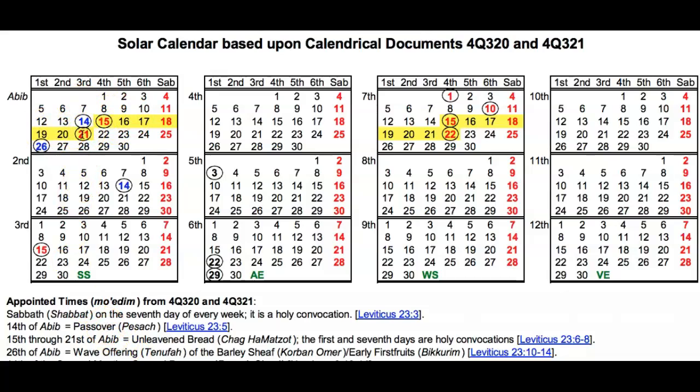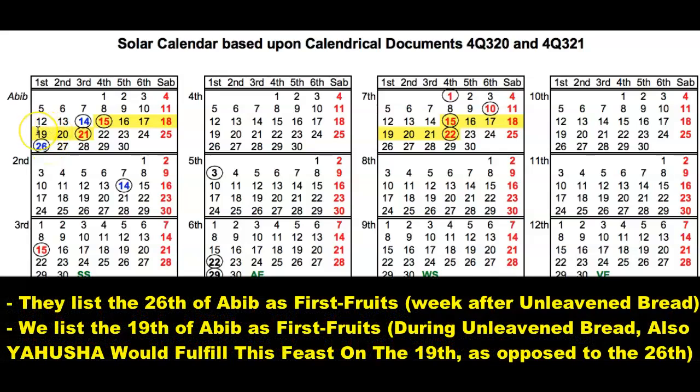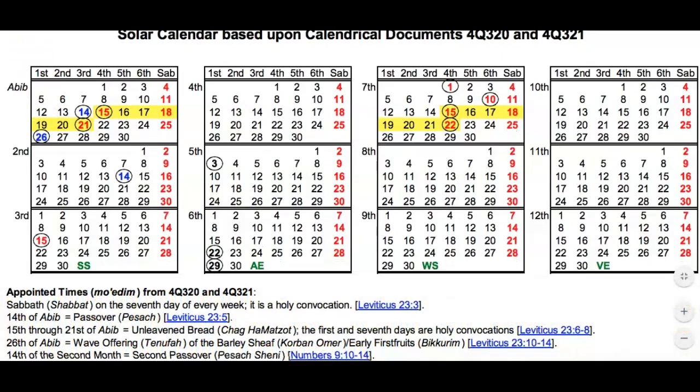Now in this calendar, and again, this is also an agricultural calendar, and the Essenes could have been doing this based on agriculture, but here they have the 26th listed as first fruits, but in our restored calendar we have it as the 19th. The reason we have it as the 19th is because the 19th corresponds with our Mashiach Yahusha, who was resurrected on the Sabbath in order to become the first fruits. They also list the 14th of the second month right here as the second Passover, and you can learn more about that in Numbers chapter 9, verses 10 through 14.